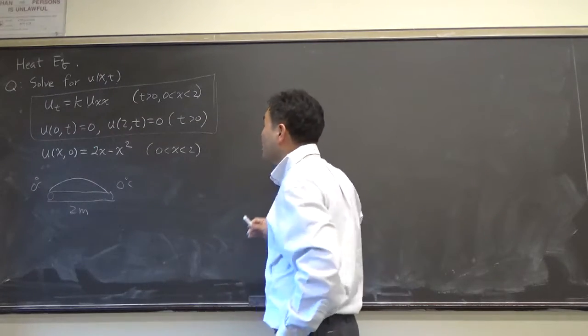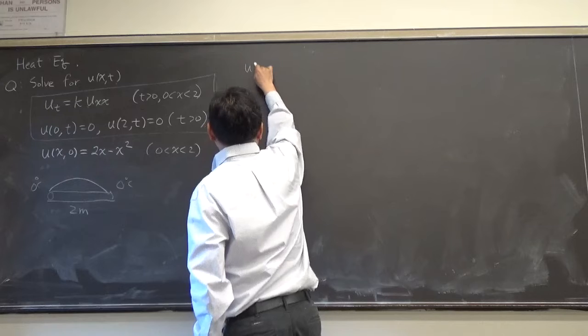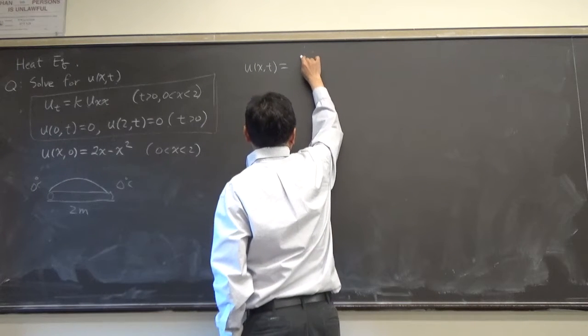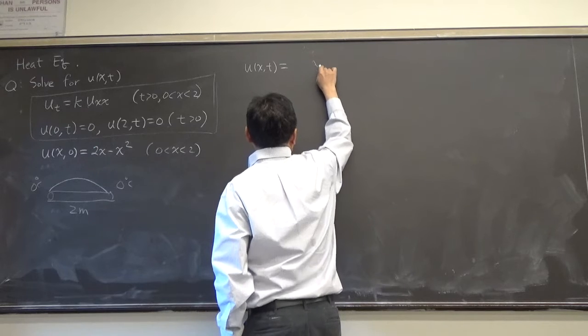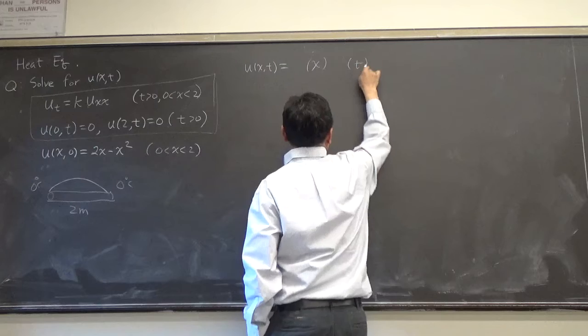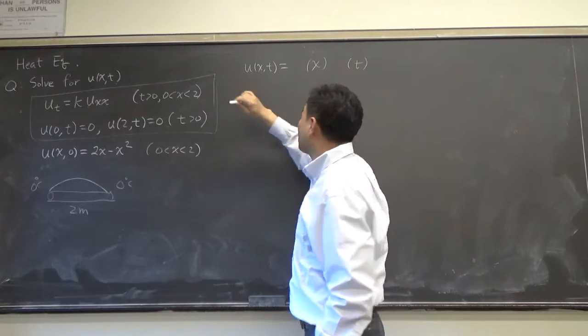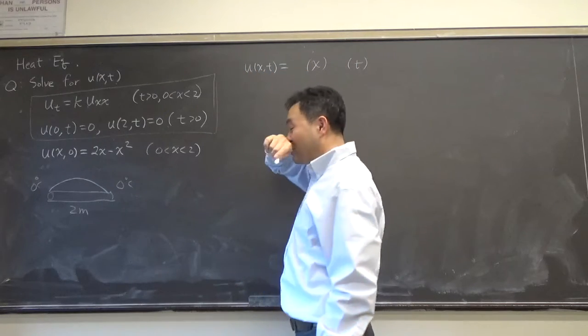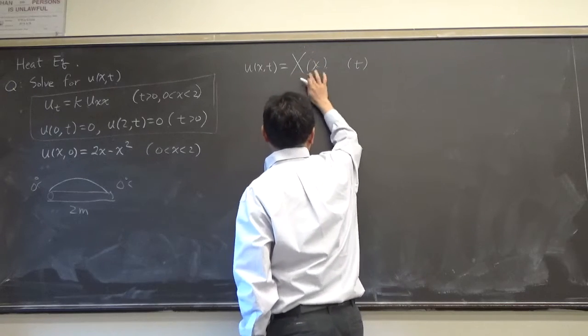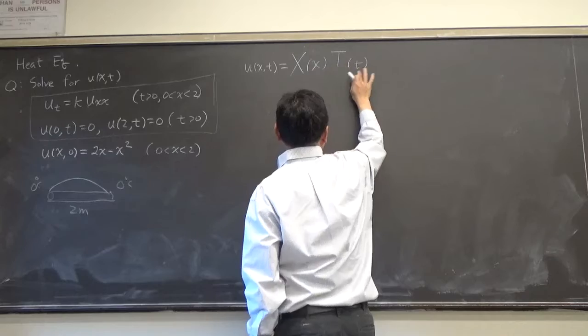We're looking for the ones that look like a function of x only times a function of t only. Okay. Sometimes I write f and g for it, but then it's confusing. So let me just write capital X for the function of x, capital T for the function of t.